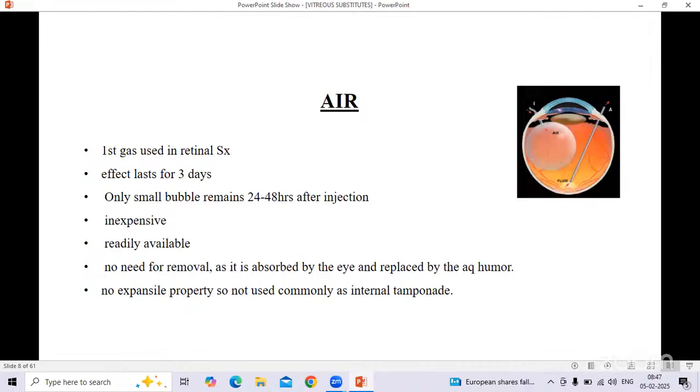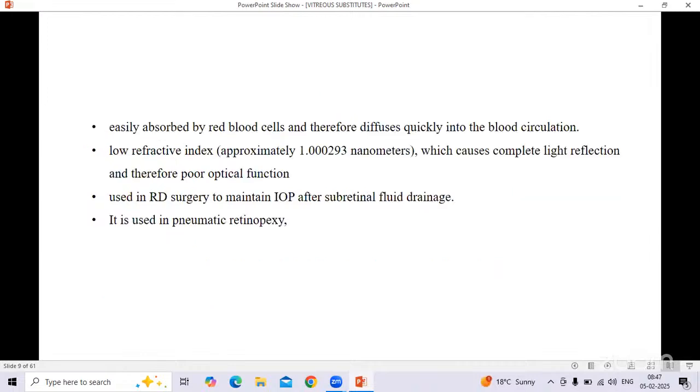So air is the first gas which was used in retinal surgery. Its effect lasts for 3 days, and only small bubbles remain after 24 to 48 hours after injection. It's inexpensive, readily available. There's no need for its removal, as it gets absorbed by the eye and is replaced by the aqueous humor. It has non-expansile properties, so it is not used as internal tamponade. Absorbed by the red blood cells, and so it diffuses quickly into the blood circulation.